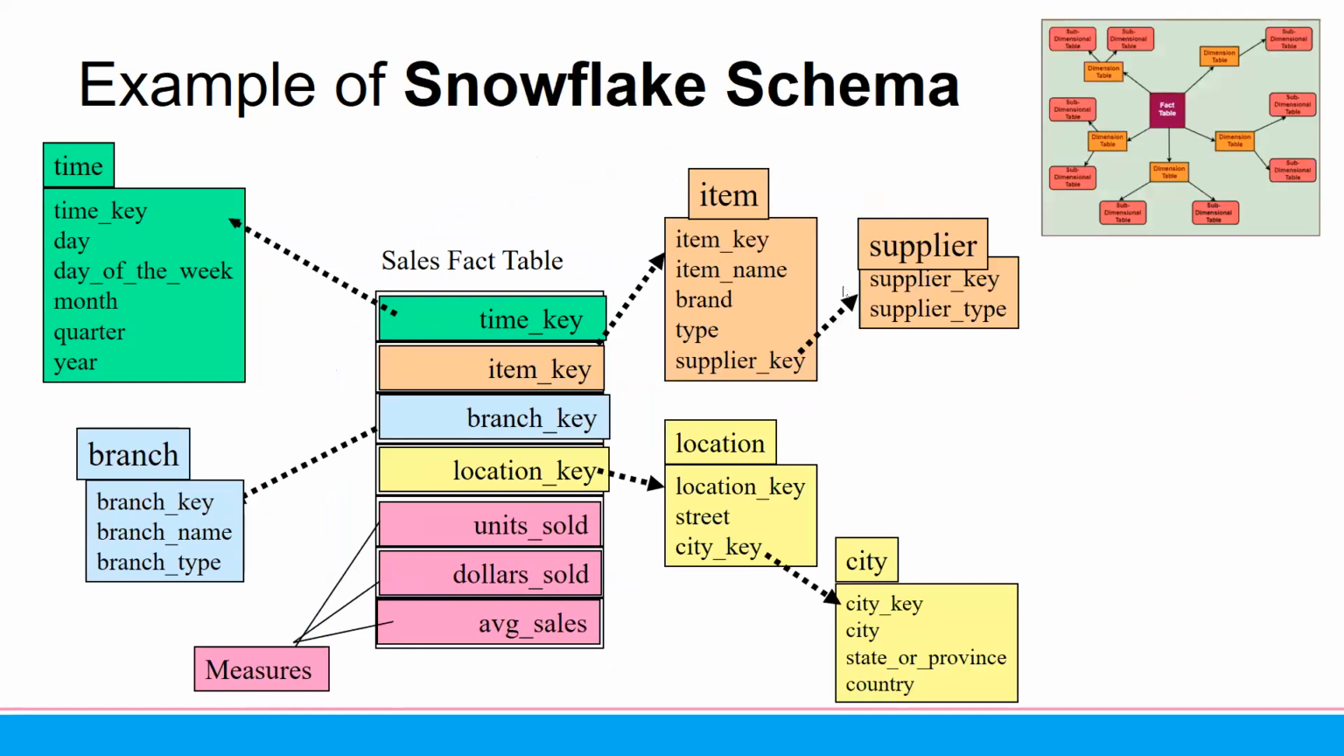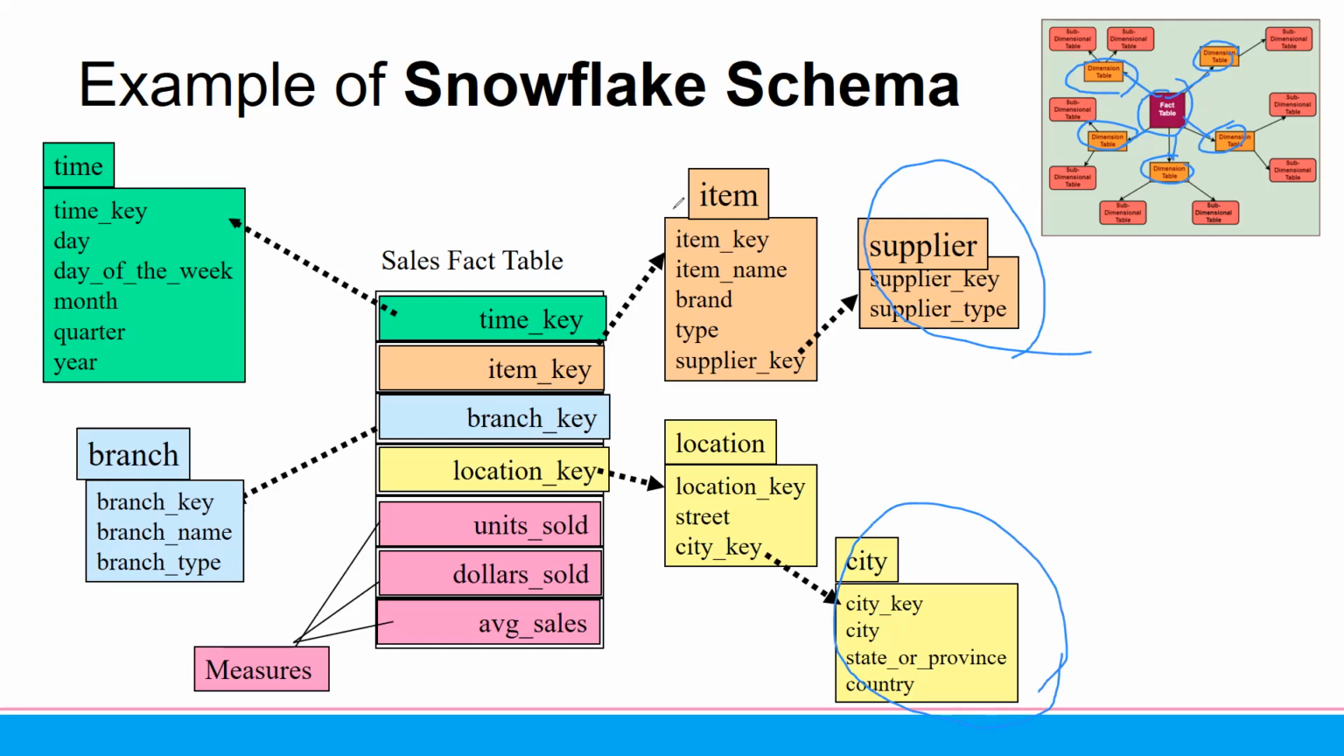The other kind of schema is called snowflake. What is the difference between the star schema and snowflake? In the star schema, you have only dimensional tables. You have the fact table in the middle connected to the dimensional tables. What you want to see next is the sub-dimensional tables.